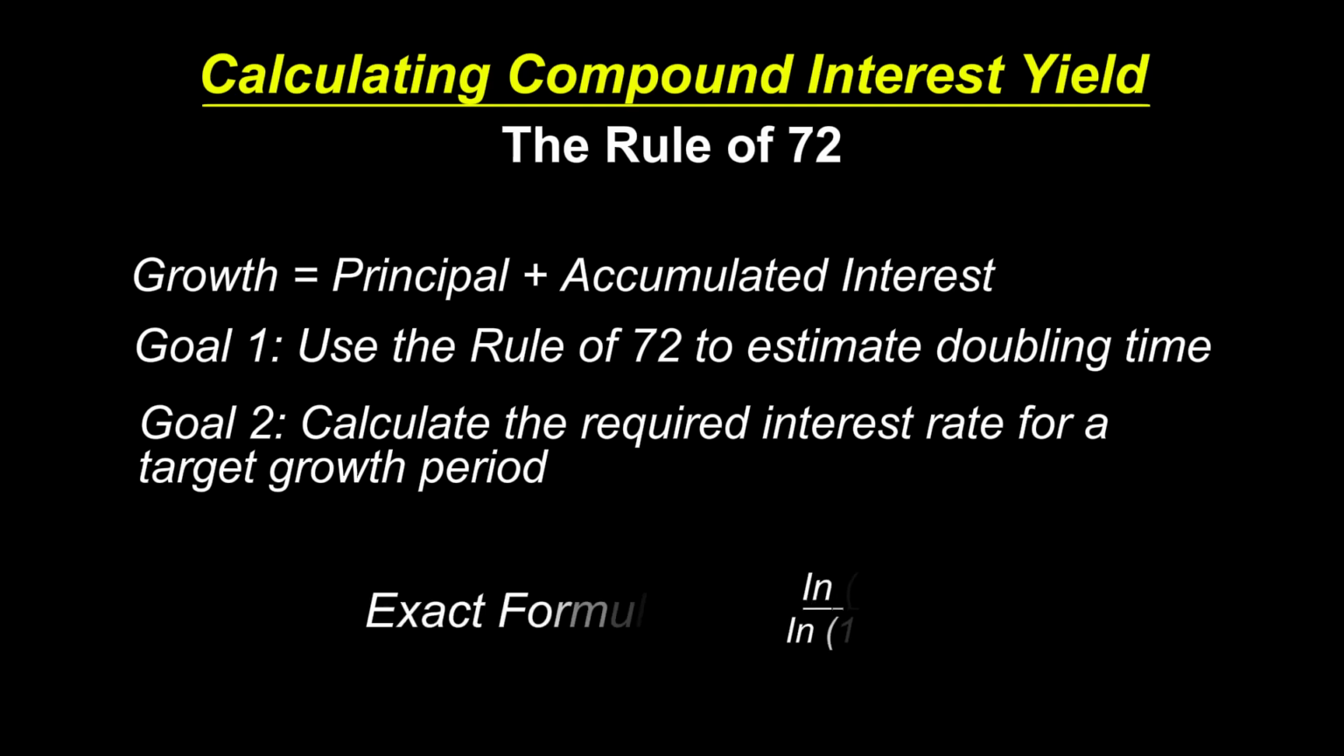While the exact formula for compound interest involves logarithms and can be complex to calculate in your head, there is a famous mental shortcut used by investors worldwide. It is called the rule of 72.